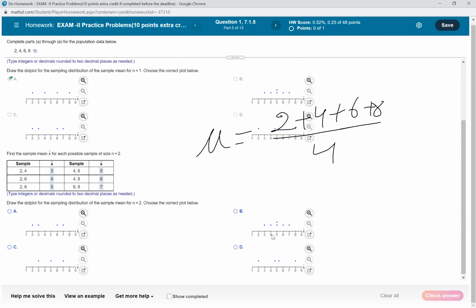At 4, how many 4s do we have? We have just one 4, so one dot. How many 5s do we have? We have 2 5s, so 2 dots. That's correct. At 6, we have one dot, and at 7, we have also one dot. So that means this is the correct answer.